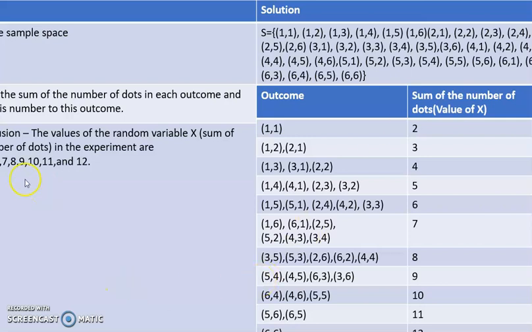Okay, so this is our conclusion. The values of the random variable X of the number of dots in the experiment are 2, 3, 4, 5, 6, 7, 8, 9, 10, 11, and 12.